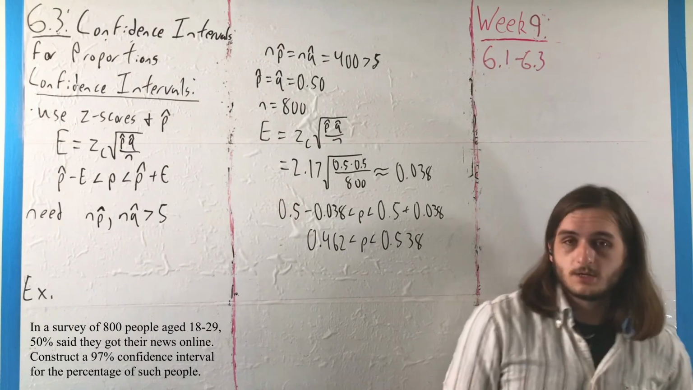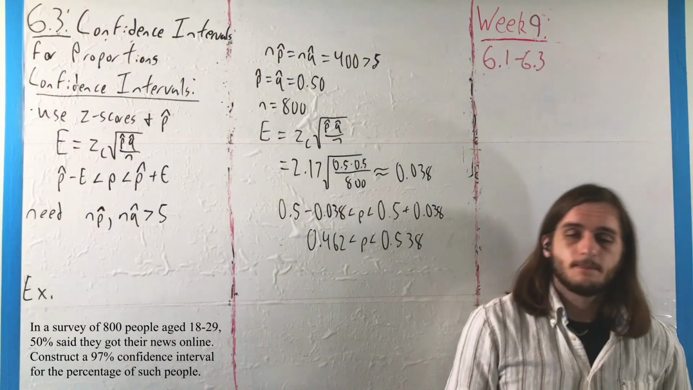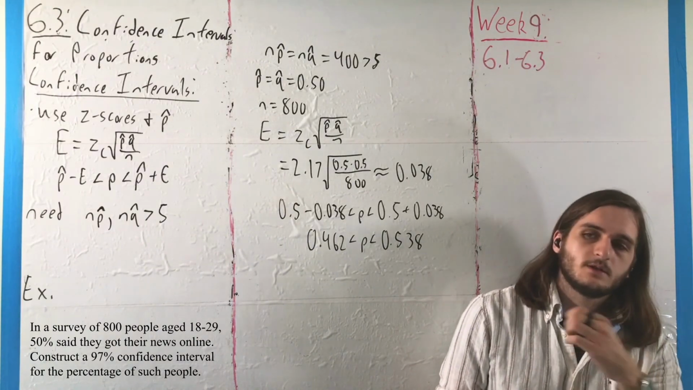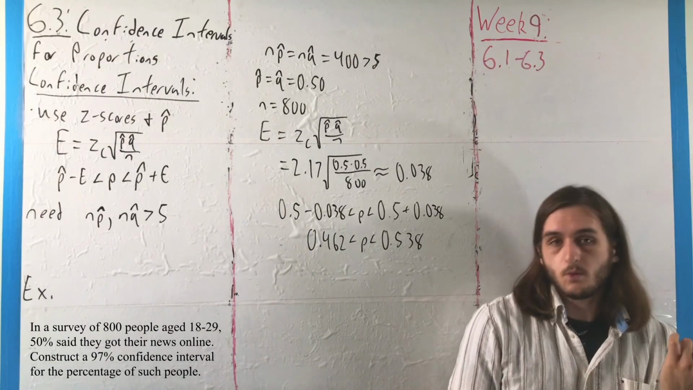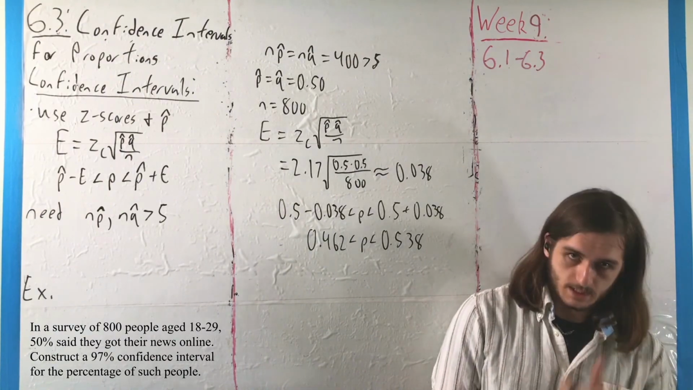We're going to finish this with one more type of problem, where we'll look at how we can twist these types of things around like we did in 6.1 to talk about minimum sample sizes.